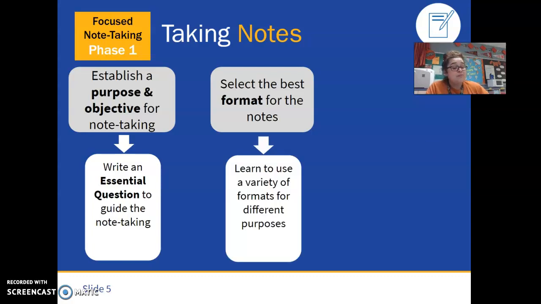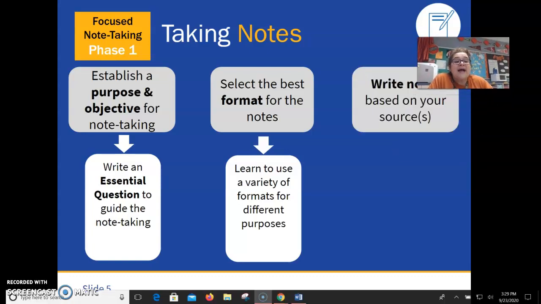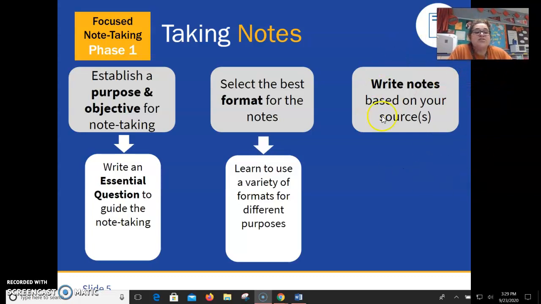Then we want to actually practice using different formats. Now, am I, as your AVID teacher, going to make you use different formats? No, but you are going to learn as you get older, as you grow, as you go to college, that sometimes the way you take notes for math may not be the same way you take notes for English. So you're going to have to find these different formats that work depending on, again, your purpose or maybe even the content. Then you're going to actually write your notes based on the source.